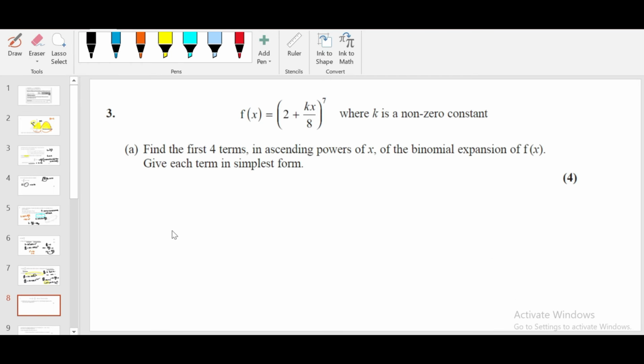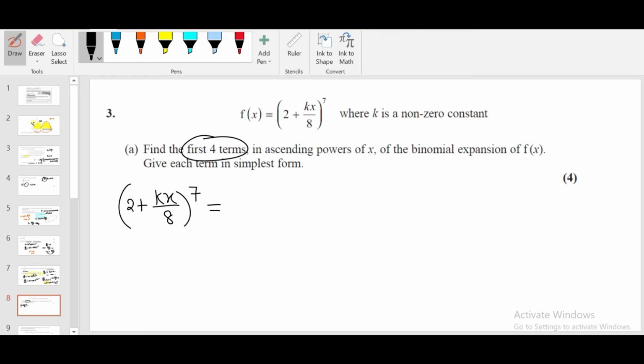Okay, let's look at question number 3 now, from binomial expansion. We have (2 plus kx over 8) to the power 7, and they want you to find the first 4 terms. If you don't know the binomial expansion, you can look at your data booklet. The first term is a, second term is b, the power is n. So the expansion is this: a power n, that's the first term, plus nC1 a power n minus 1 b power 1, that's the second term.